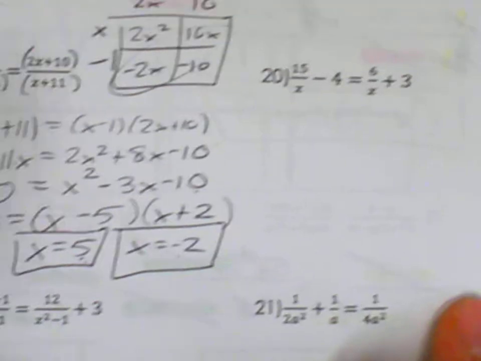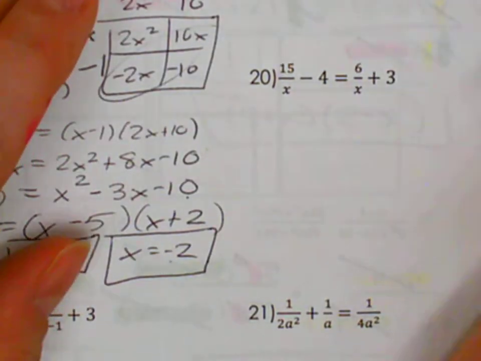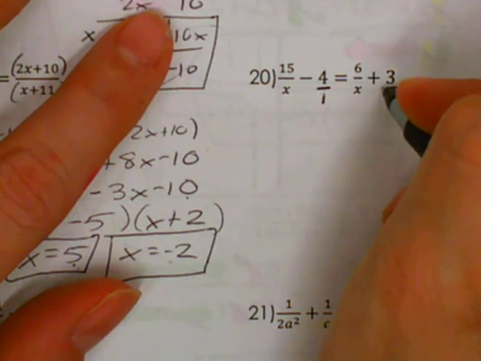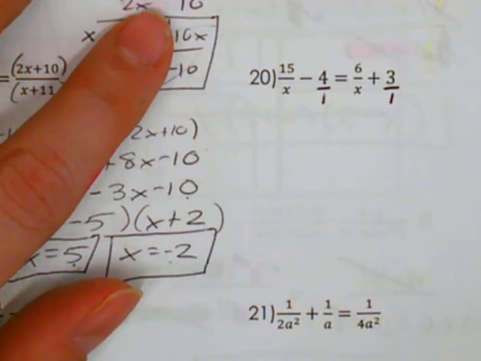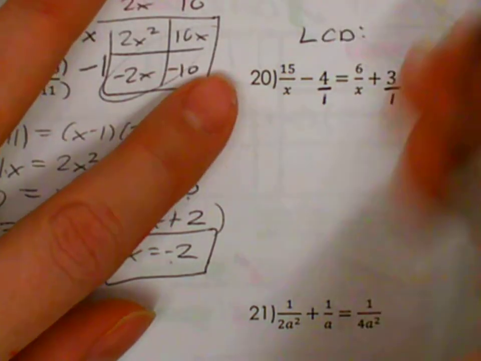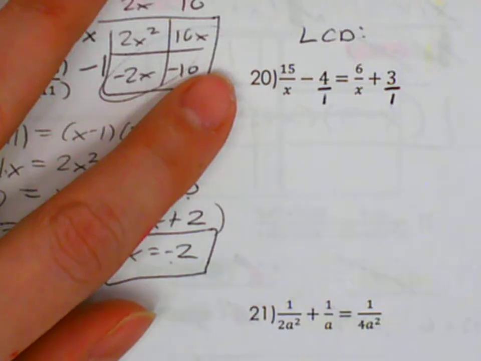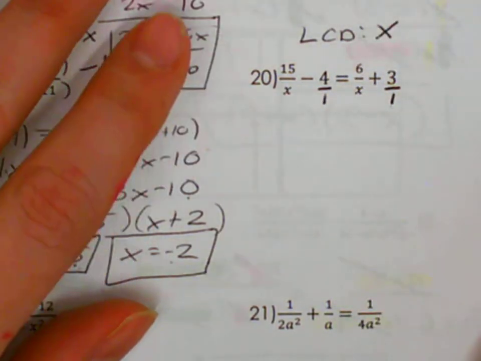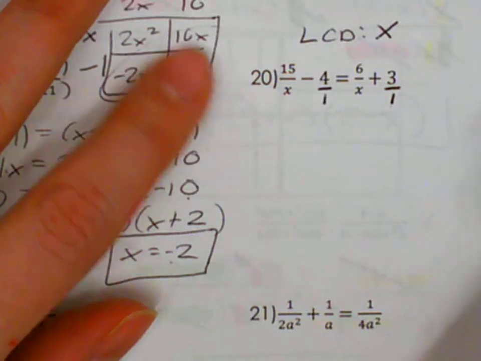All right, so number 20. So I'm going to write these as over 1. You can turn any number into a fraction by putting it over 1. So now I'm looking for a least common denominator. I have x, 1, x, and 1. So my least common denominator is going to be x. So everything needs to be over x.